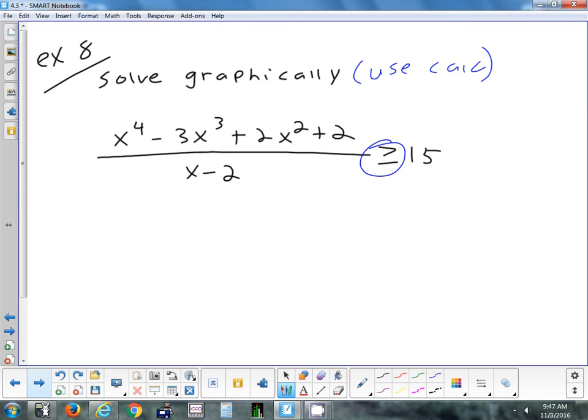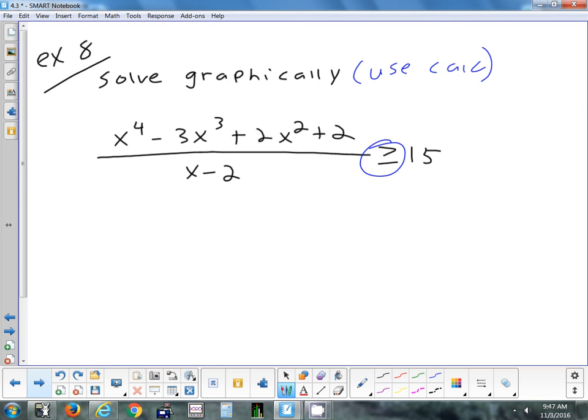But another approach I could take is I could get everything on one side and get it greater than or equal to 0. Okay? And then I could calculate where it is above 0. I think the way I'm going to do it is just put what's on the left in y1 and put what's on the right in y2.